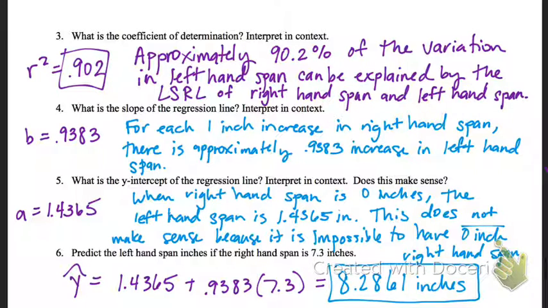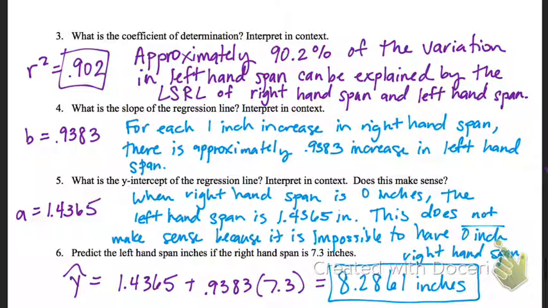What if you don't have a right hand? Because you can't have a right hand. But then would your left hand be 1.4 inches? I have both my hands. I don't know. We're not here to talk about the exceptions. Can't have a 0 inch right hand span.